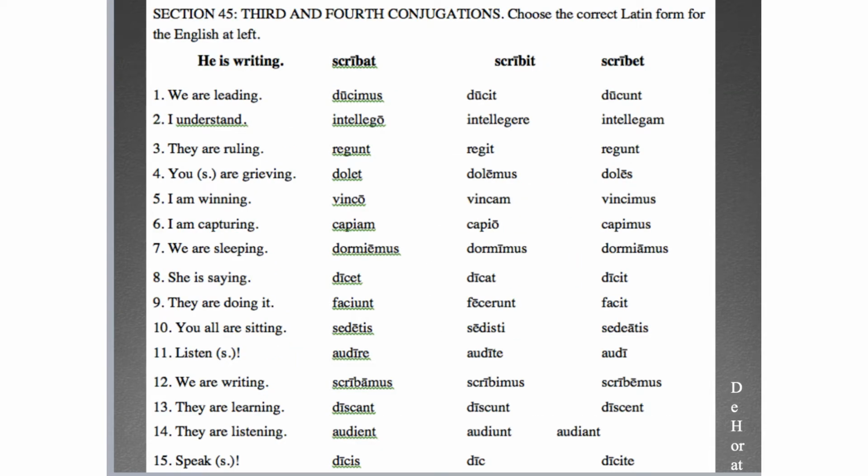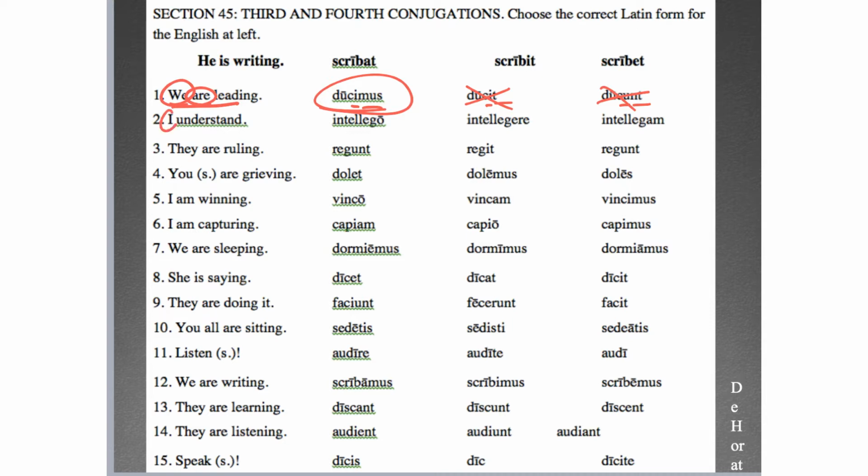All right, so we're choosing the correct Latin form for the English at left. So we're taking the English at left. All right, so we are leading. So it's present tense, and we is the subject. So that's present, that's we. Let's make sure that's correct. That's present, that's he, she, it. That's present, that's they. All right, so it is ducimus. That is correct.